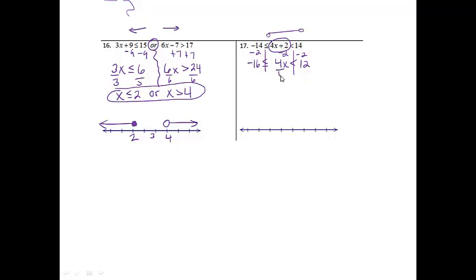And then to get the x by itself, we'll divide all 3 parts by the 4. So we'll get negative 4 less than or equal to x less than 3. So that will be my answer.